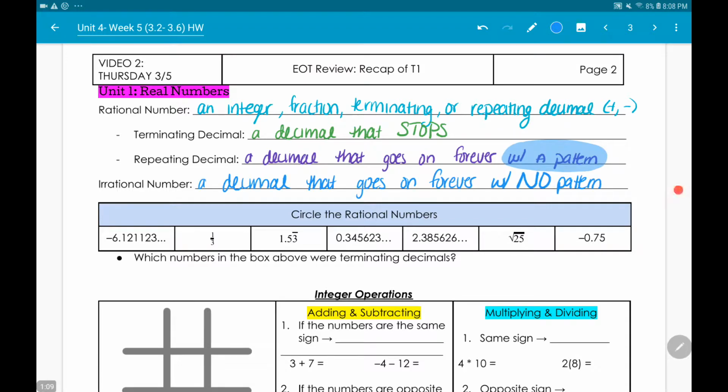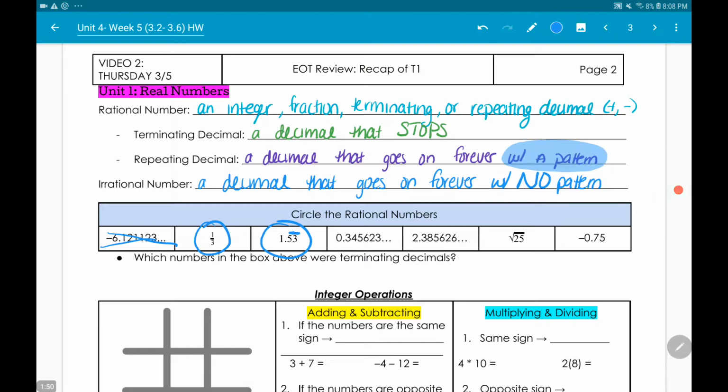Okay, so let's classify some numbers. This first one, negative 6.121123, blah, blah, blah. I see no pattern, so it can't be rational. 1/3. Well, it's a fraction, so it's definitely rational. What about the next one? What do you guys think? 1.53. This little bar on top, remember, means to repeat. So that 3 is repeating over and over again, which means it's a repeating decimal, which is now rational.